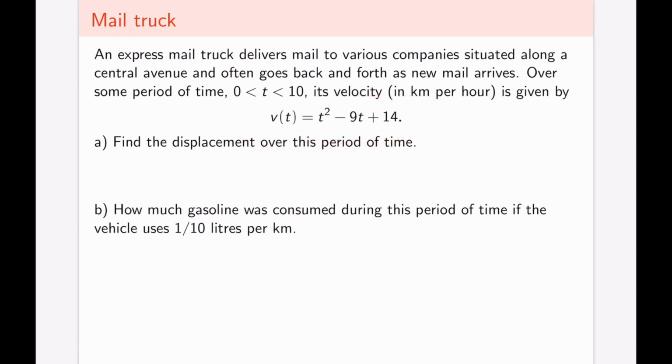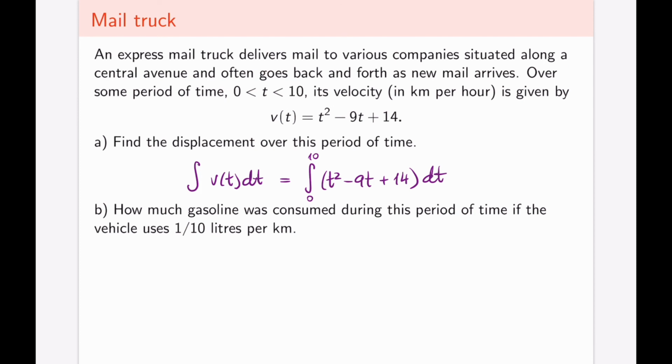So here I have that a mail truck delivers mail to various companies along the central avenue, so going back and forth, and this is its velocity function. First, we're asked to find the displacement. The displacement is always straightforward. All we have to do is take the integral of the velocity function that is given to us here. So the integral of t squared minus 9t plus 14, because the displacement is simply the final position minus the beginning one over the time interval at which we're interested.